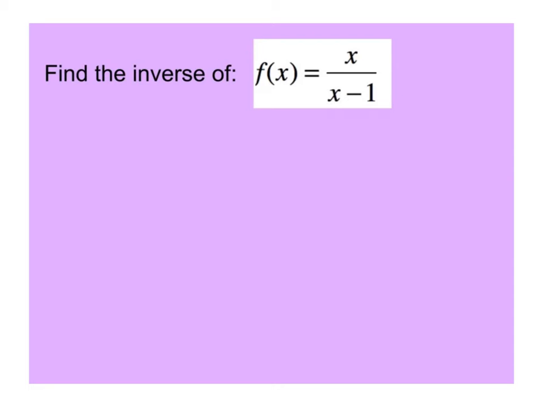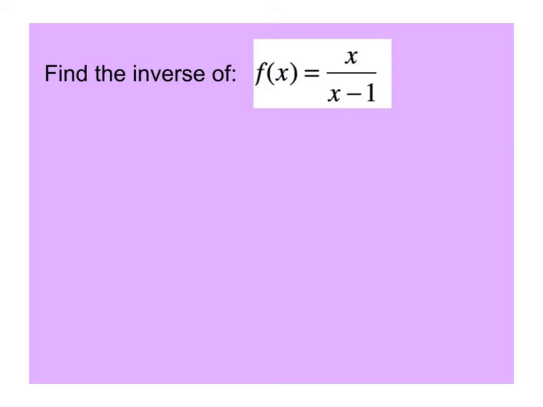The one new thing we're going to add into inverses today is a more complicated example. In this example, we cannot use the undo method for two reasons. One is we have an x in the denominator, and the other is that we have two x's. So we can't undo what's done to two x's at the same time. Anytime we have an x in the denominator, or you have multiple x's, you need to use the switch and solve method.